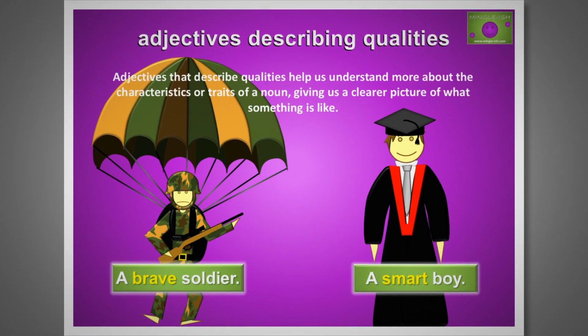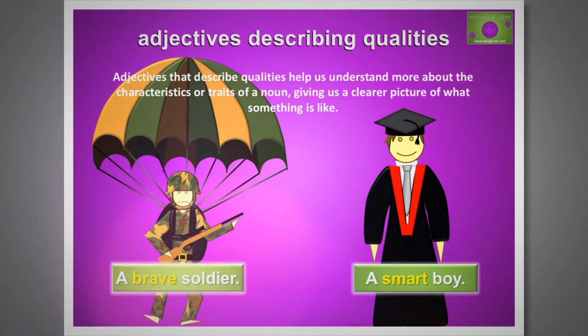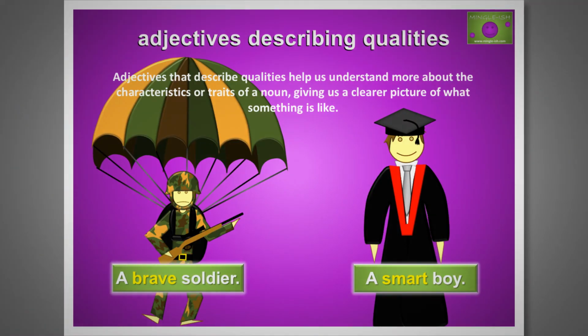Adjectives that describe qualities help us understand more about the characteristics or traits of a noun, giving us a clearer picture of what something is like. A brave soldier. Smart boy.